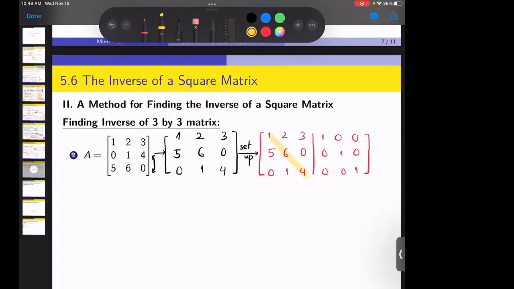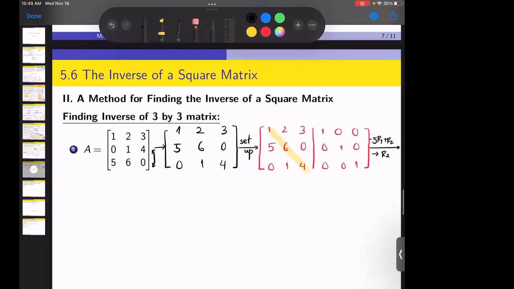Anyone have the second row? Then just the second row. Read it for me. Okay, sounds good. So what do you do? So negative 5 R1 added to R2, right? This gives me the new R2. Run out of space, I'll write below.